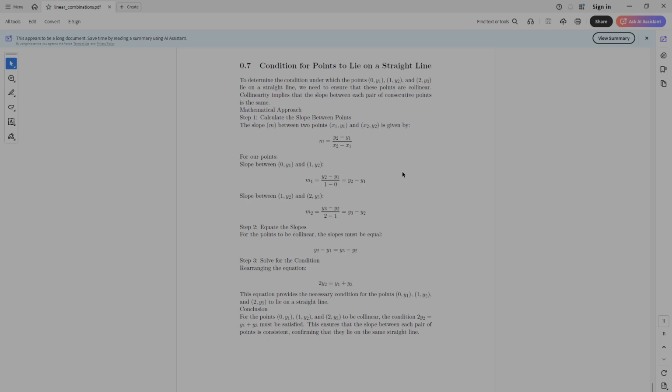In this video, I'll be talking about the condition for 3 points to lie on a straight line. The points are going to be (0, y1), (1, y2), and (2, y3). They must lie on a straight line, so we need to determine that. How can we determine that? We're going to provide a condition for that.